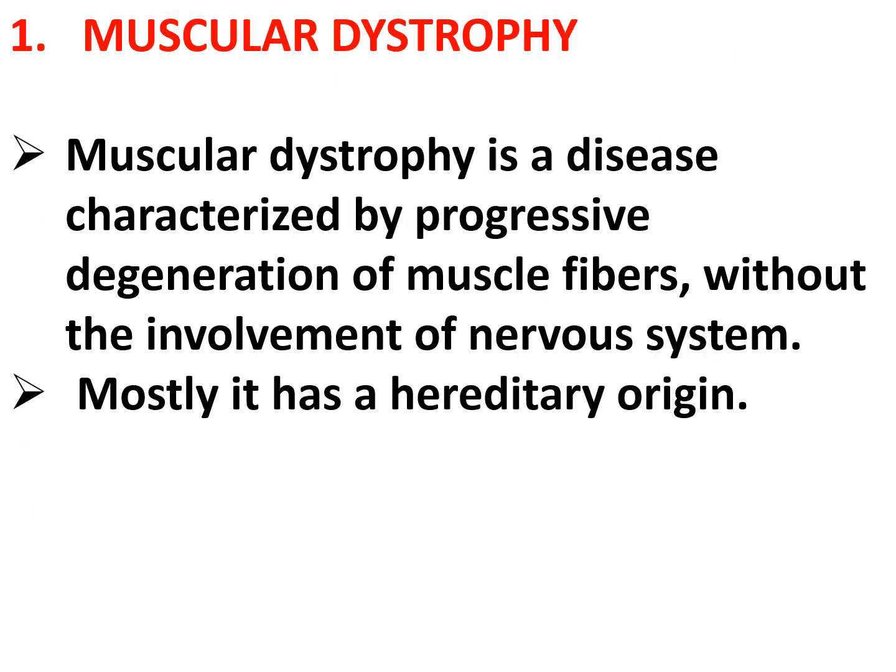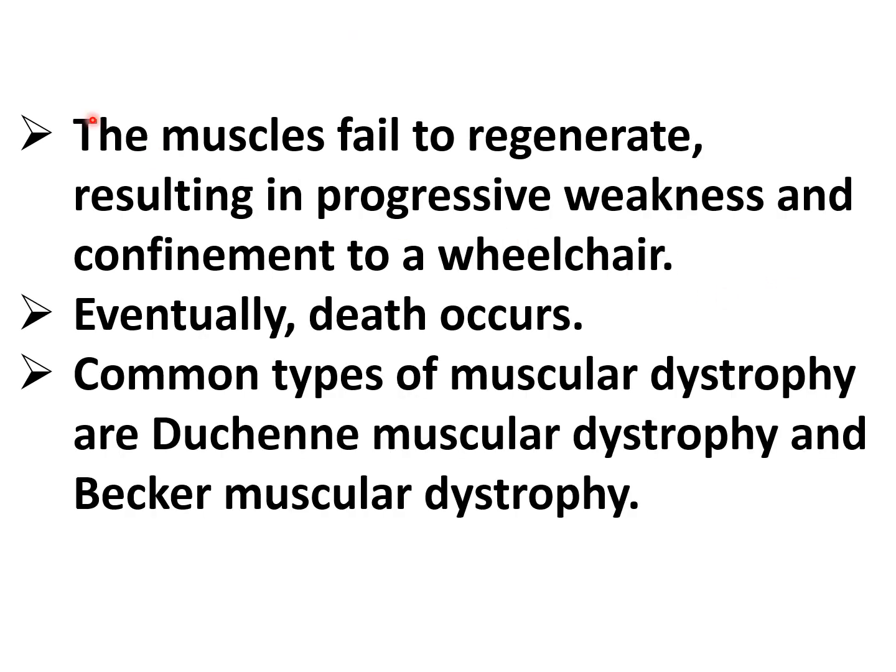Now muscular dystrophy is characterized by progressive degeneration of muscle fiber without the involvement of the nervous system. Mostly it has hereditary origin. The muscle fails to regenerate, resulting in progressive weakness and confinement to a wheelchair. Eventually it leads to death. Common types of muscular dystrophy are Duchenne muscular dystrophy and Becker muscular dystrophy.